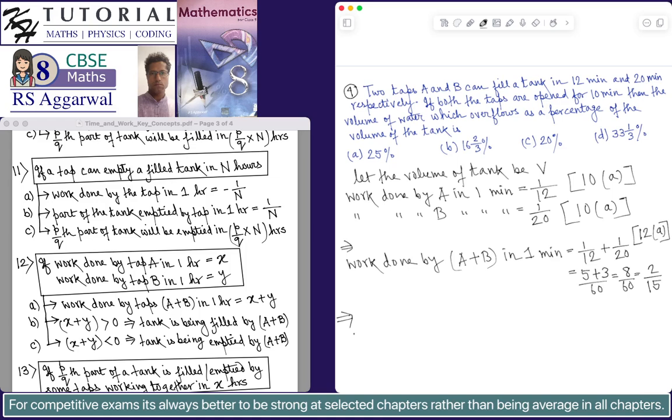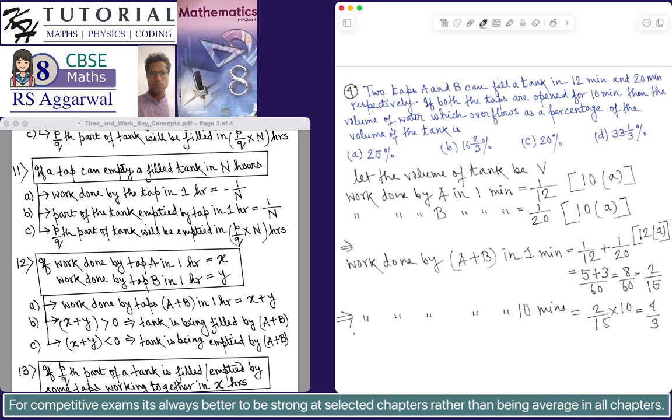So the work done by A plus B in 10 minutes, using a simple concept of the unitary method, will be 2 by 15 multiplied by 10. This will be 4 by 3, so 4 by 3 is the work done. As you can see, 4 by 3 is greater than 1, so definitely it is overfilling the tank. So 4 by 3 is the total work done by A plus B working together in 10 minutes.